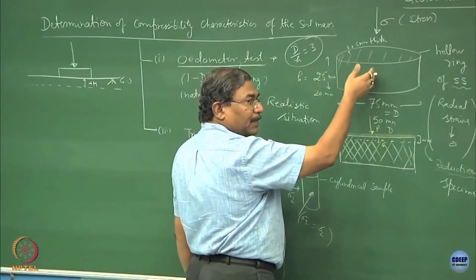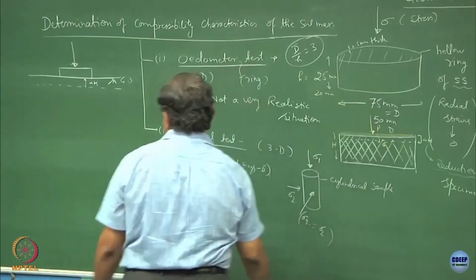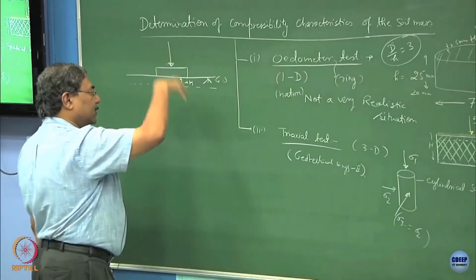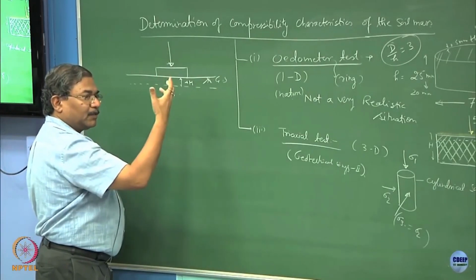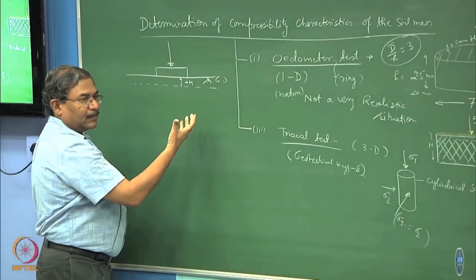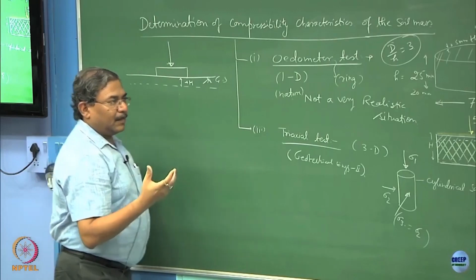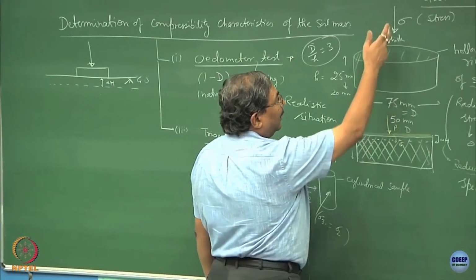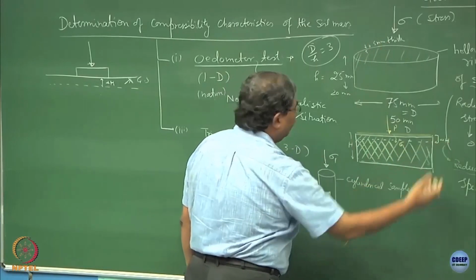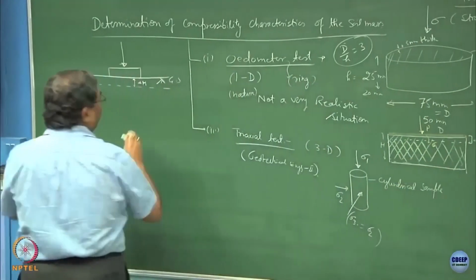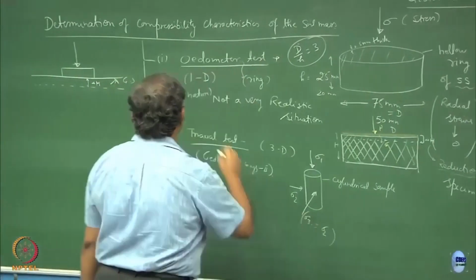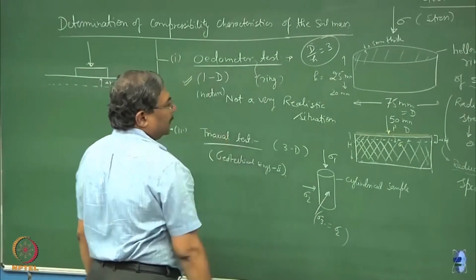Either I can remold this sample, or I can take rings which I can insert into the soil mass and take out, and this is how we can collect an undisturbed sample. That sample can be inserted into the loading frame, and I can load it and get the deformation. Fine. So, this becomes the oedometer testing, which is what we are going to discuss in today's class.